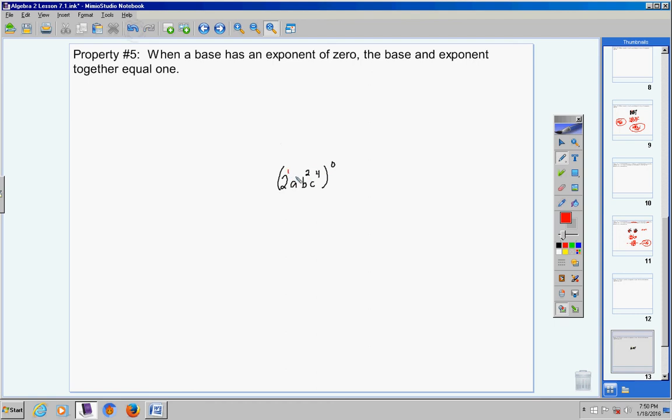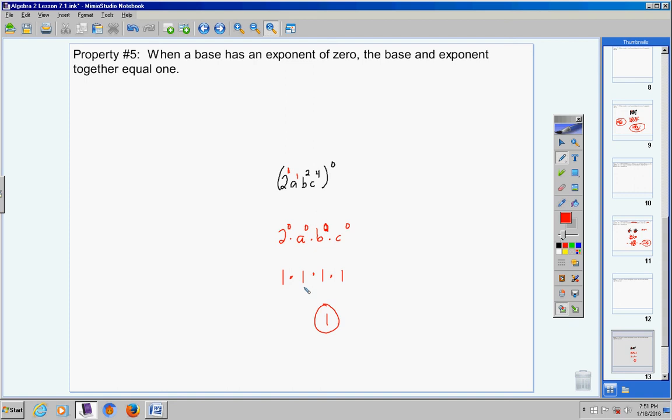So here we go. I've got a 1 here and a 1 here. 0 times 1 is 0. 0 times 1 is 0. 0 times 2 is 0. 0 times 4 is 0. 2 to the 0 power. Remember, they're all multiplying. 2 to the 0 power is 1 times a to the 0 power is 1 times b to the 0 power is 1 times c to the 0 power is 1. 1 times 1 times 1 times 1 is 1. You can do it a fast way or a longer way. It doesn't matter. Okay, but that is how that would work.